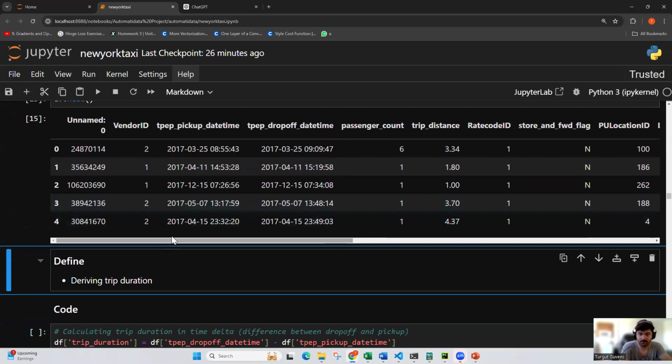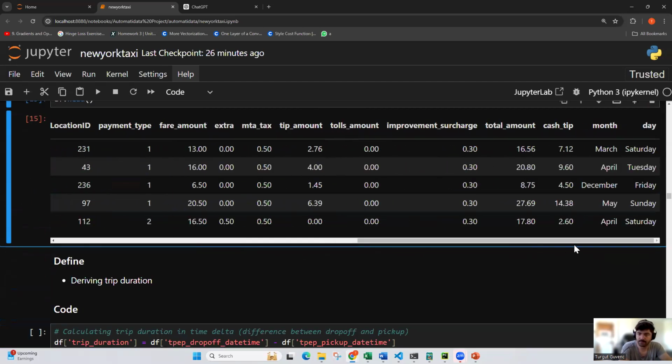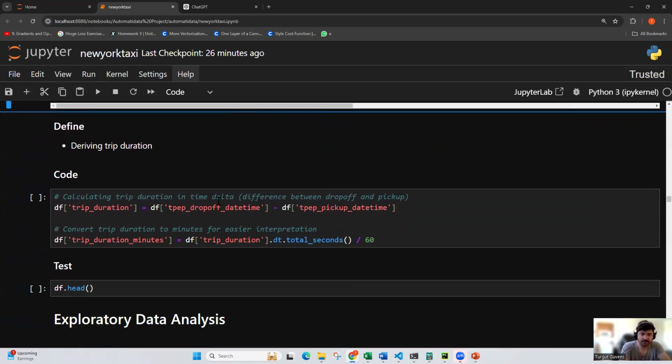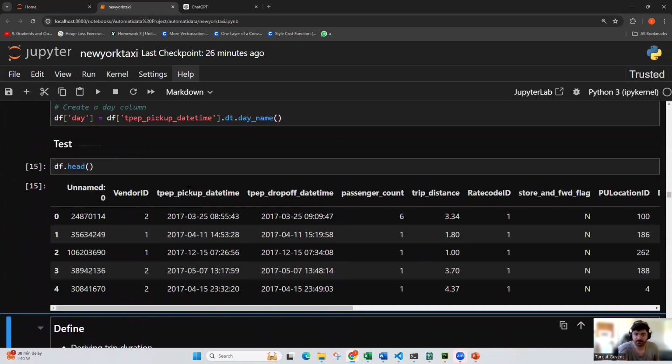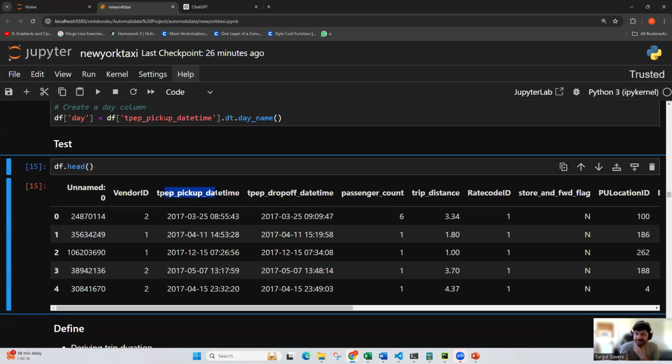So now I'm just checking whether I have those columns. As you can see, I have month and day columns, right? I have cash type columns. Okay, so this is it. And so how can we derive trip duration, right? We have pickup datetime and dropoff datetime, right? How can we do that?